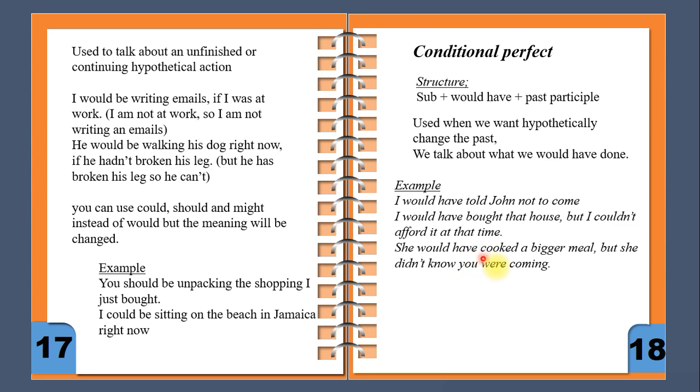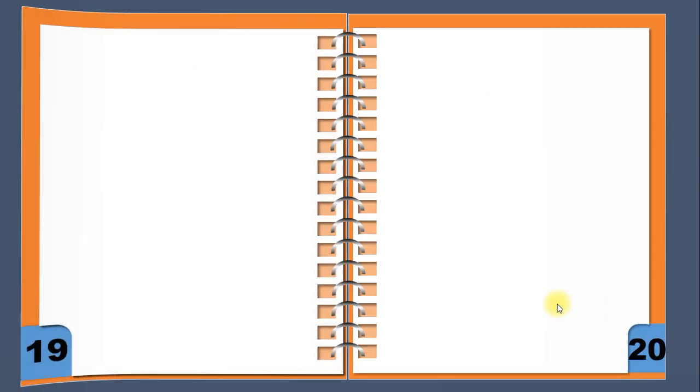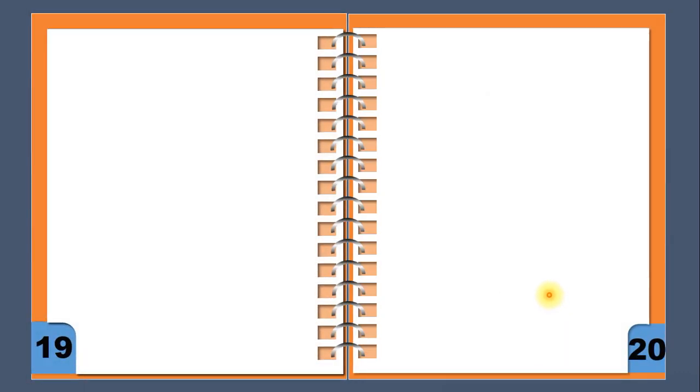Another example: She would have cooked a bigger meal, but she didn't know you were coming. Again, I could have bought that house, but I didn't. You should have told me, we could have gone.